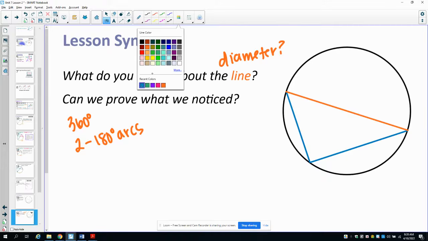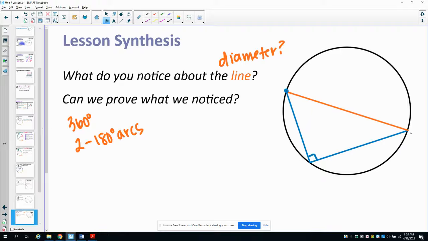And the answer from this lesson is yes, because we know that this is 90 degrees. It intercepts here and here. So this angle right here should be half of this arc. If we double that angle, then this would be a 180-degree arc, which means that this other part is also 180 when we subtract it from 360. So this segment definitely cuts the circle in half, meaning that it is in fact a diameter.